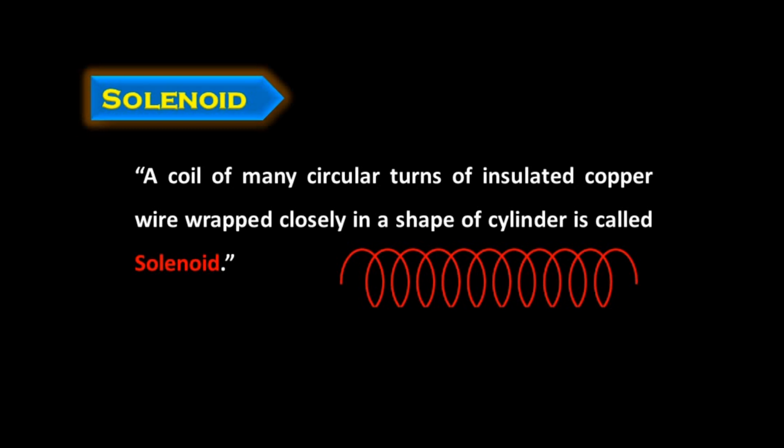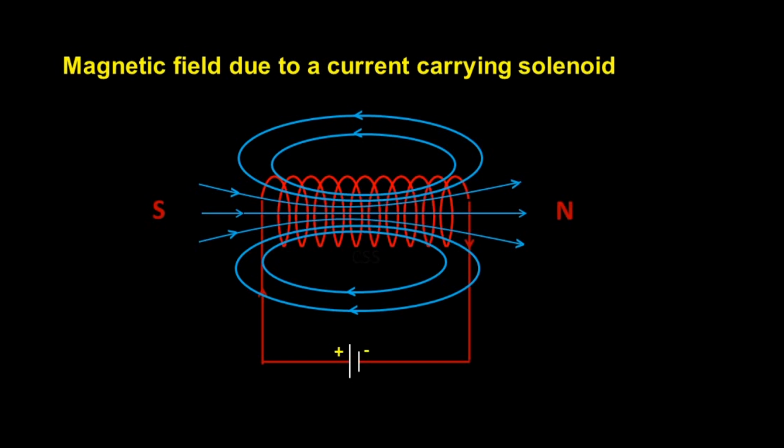So what is the difference between magnetism produced in the solenoid and magnetism produced in the bar magnet? This is very important. Solenoid is a cylindrical shape of number of turns of insulated copper wire. It looks like a spring. It is connected with the source of electric current, that is battery. So when current passes through the solenoid, it produces magnetism. Magnetic field is produced around the solenoid.